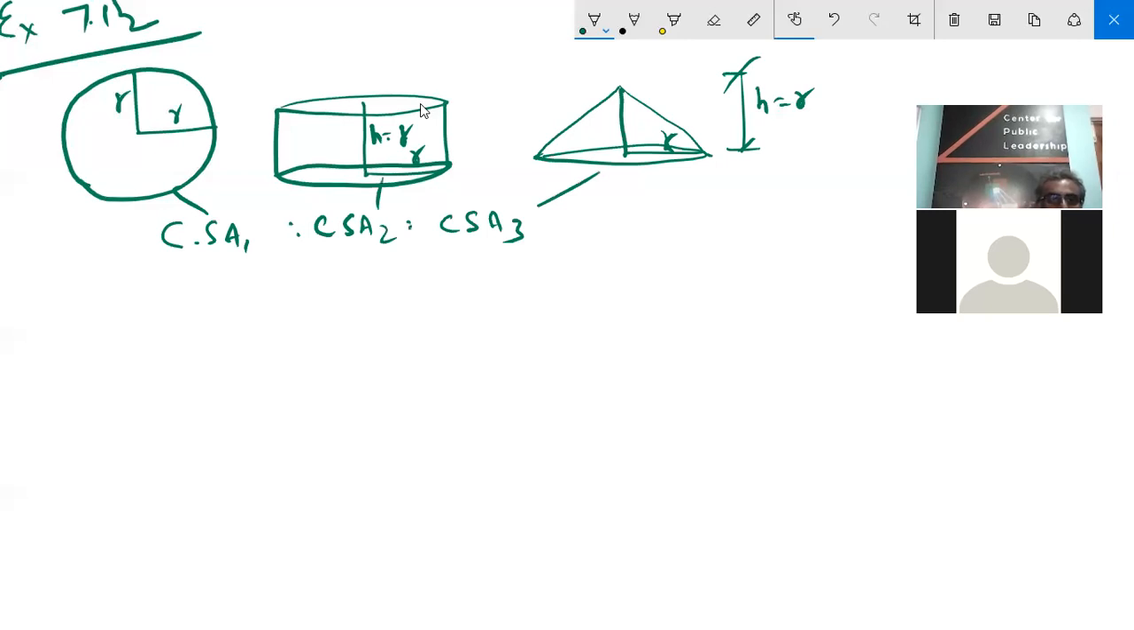Surface area, curved surface area. No, there's no curved surface area for a sphere, only surface area. Sphere, what is the formula now? 4 pi r square. Okay, this is 4 pi r square. Okay. Ratio. Now the cylinder formula. Cylinder. What you learned yesterday, today you forget. The formula is 2 pi RH.